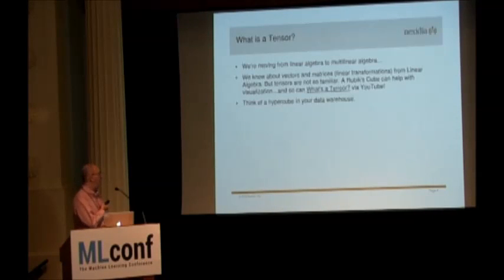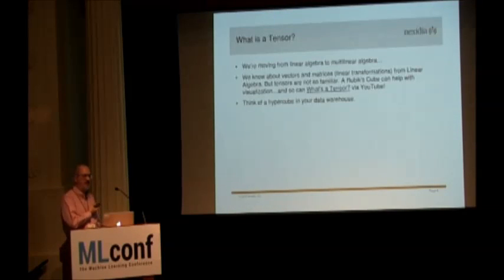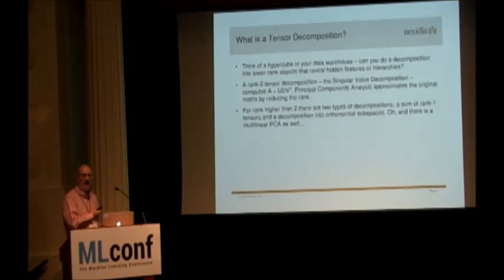You can also watch some videos on YouTube to get an idea of how to visualize this, essentially as cubes and slices through cubes and fibers of cubes. Fibers being the long, narrow little vector things, and slices being the face. So you've also got hypercubes in your data warehouse. When you talk about multi-hierarchical things in your data warehouse, then you're right there in that data structure.